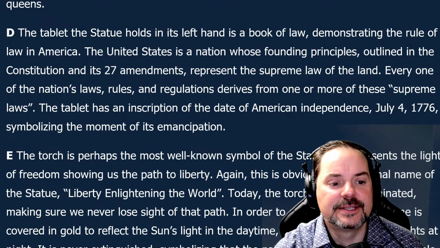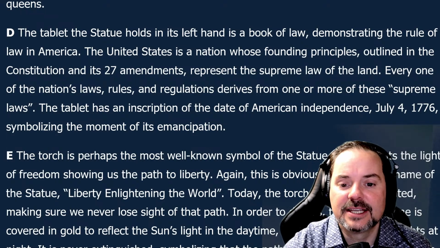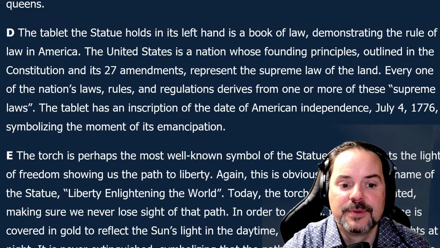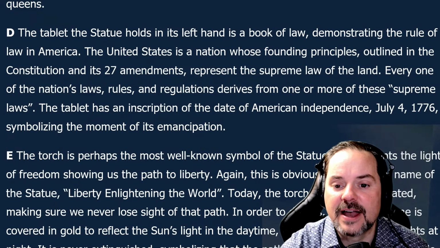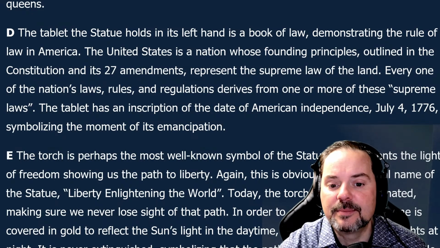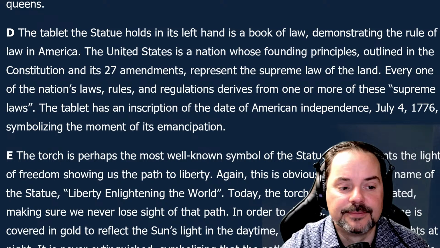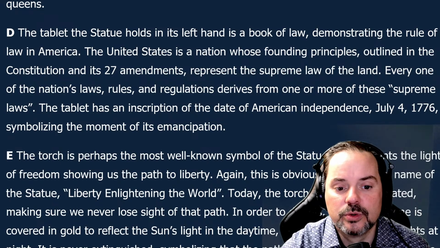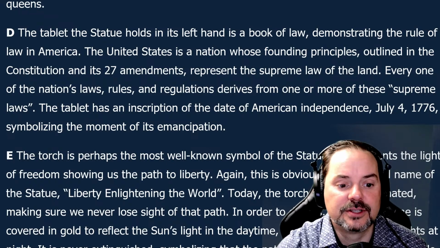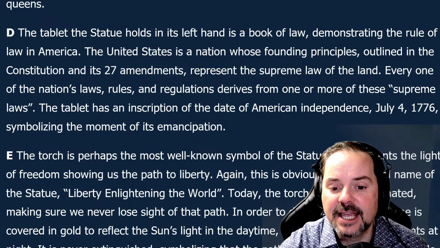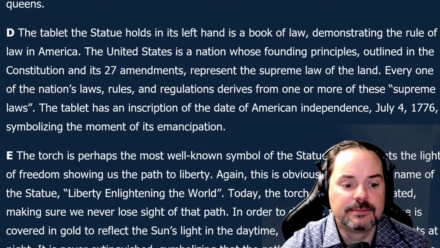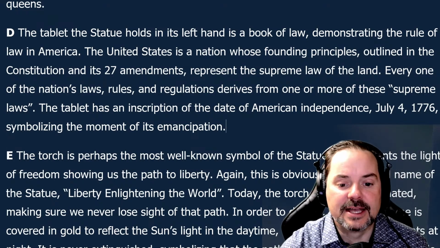Here we go. The tablet the statue holds in its left hand is a book of law, demonstrating the rule of law in America. The United States is a nation whose founding principles, outlined in the Constitution and its 27 amendments, represent the supreme law of the land. Every one of the nation's laws, rules, and regulations derives from one or more of these supreme laws. The tablet has an inscription of the date of American independence, July 4th, 1776, symbolizing the moment of its emancipation.